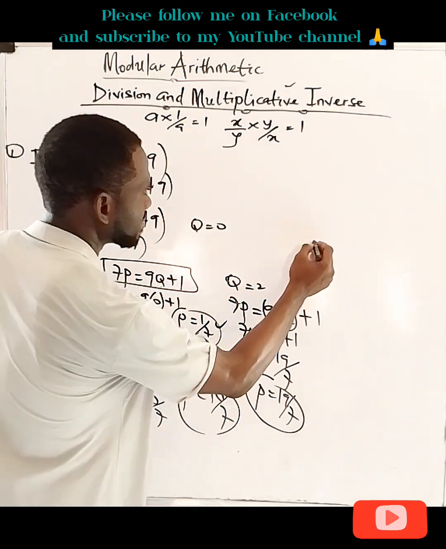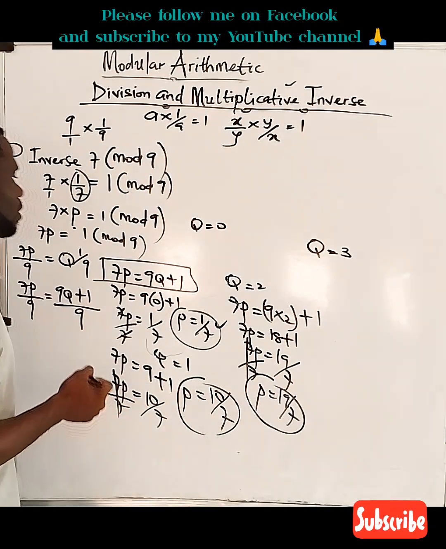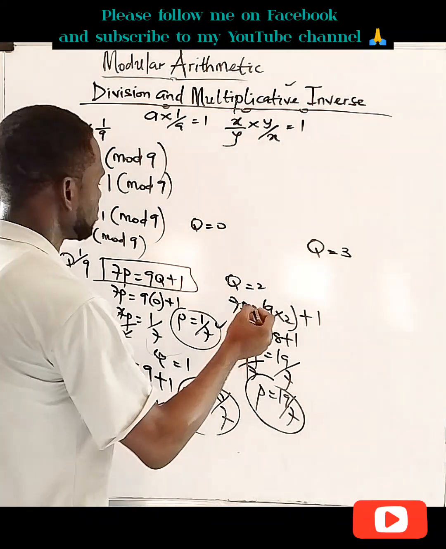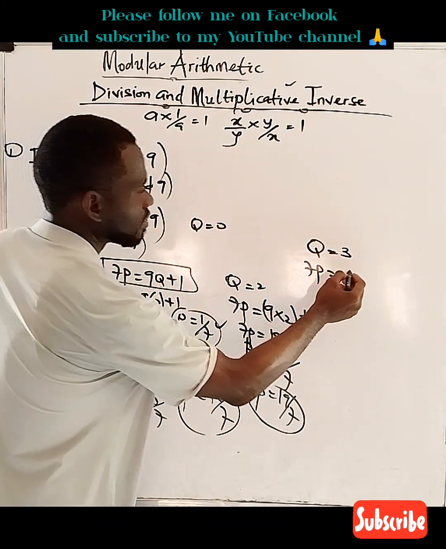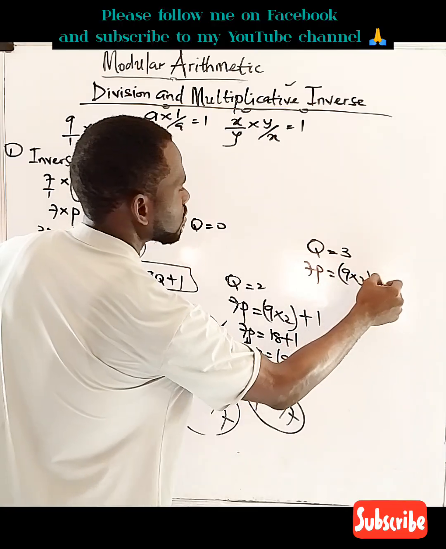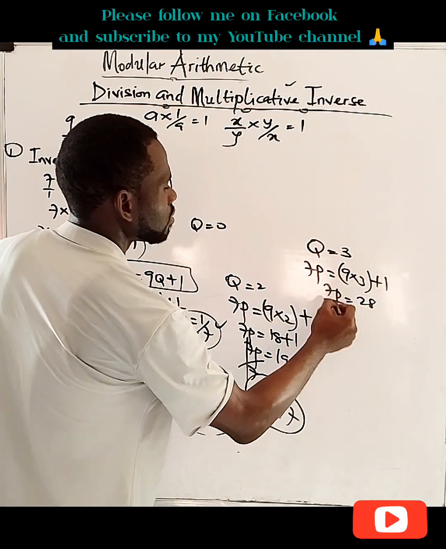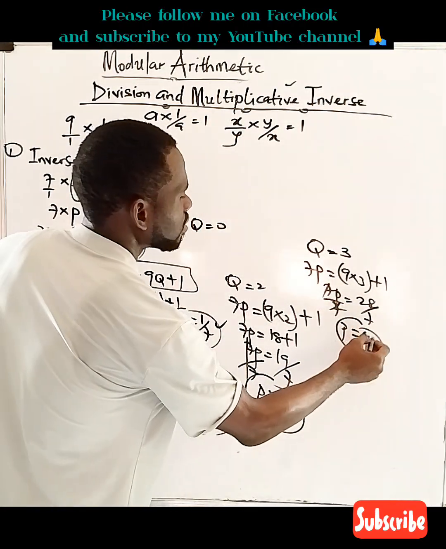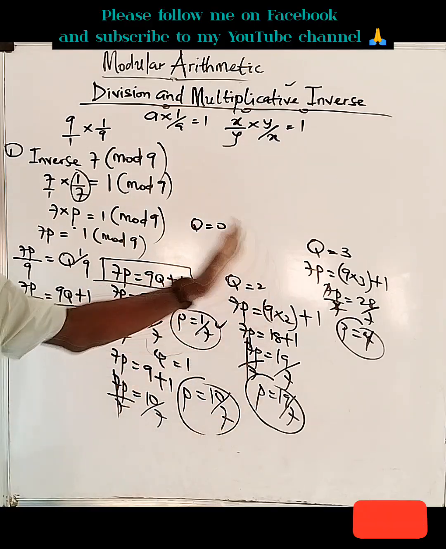Let's see if you're going to get a whole result. So Q equals 3. Don't forget 7P equals 9Q plus 1. So if Q is 3, what's going to be P then? 7P equals 9 times 3, 27, plus 1 is 28. Divide both sides by 7. So P is 4. This is a whole result. So don't forget all these results are correct.